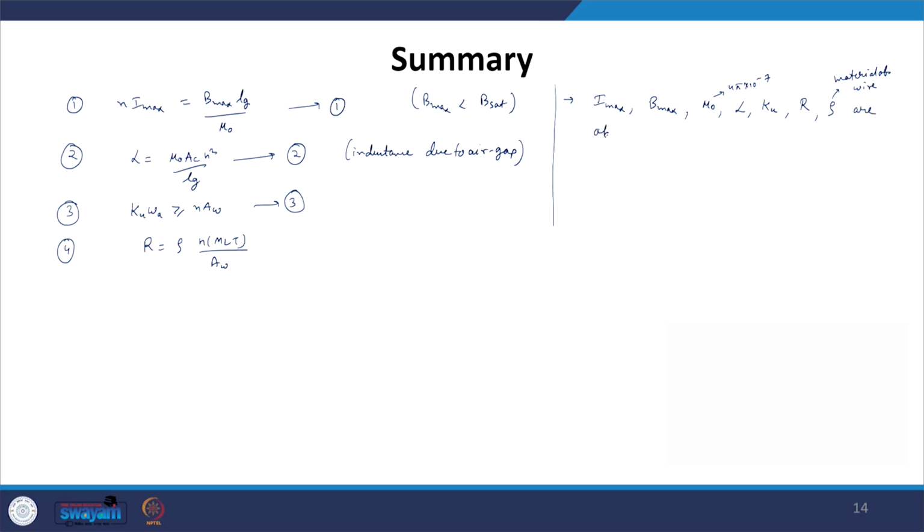So, these are the quantities which are obtained from specifications, core material and circuit operations.